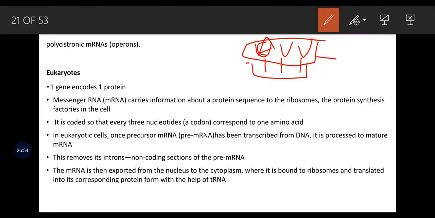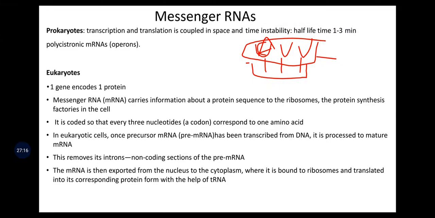Once the precursor mRNA has been transcribed from DNA, it is processed to mature mRNA. This removes its introns, the non-coding sections of the pre-mRNA. The mRNA is then exported from the nucleus to the cytoplasm, where it is bound to ribosomes and translated into its corresponding protein with the help of tRNA.